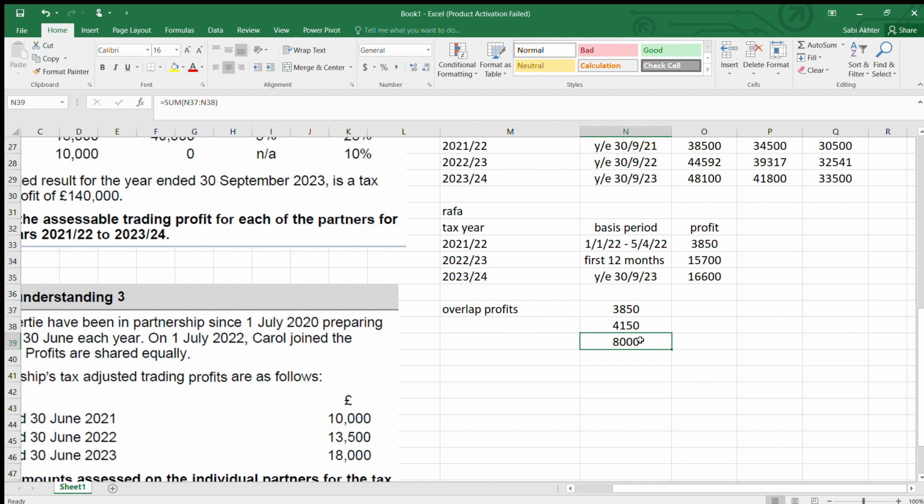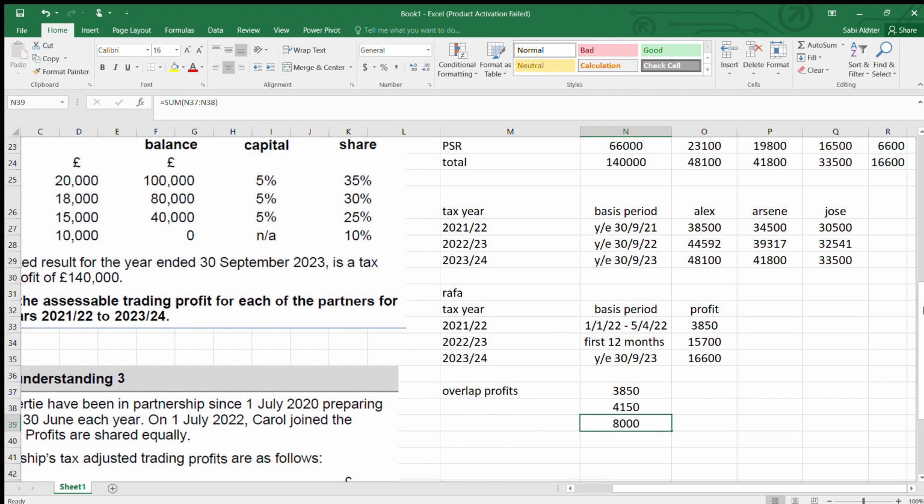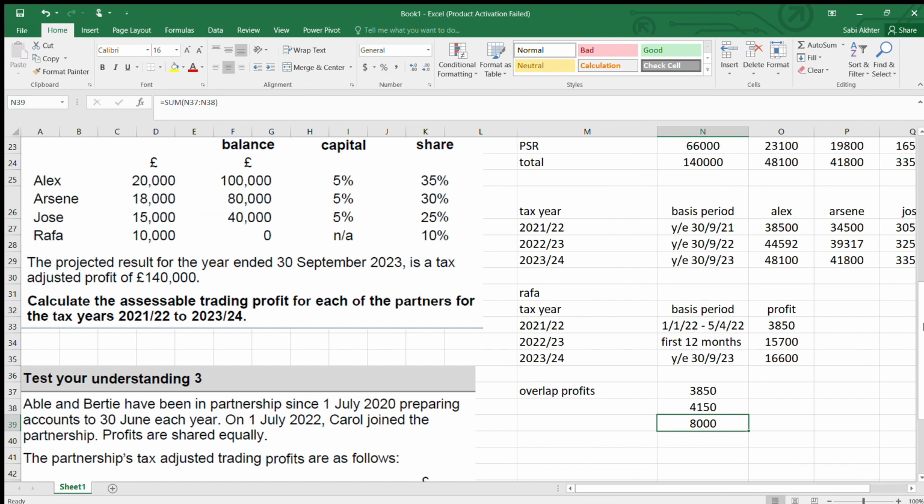Remember, this question tests so much of your knowledge: basis period, tax year, assessable profit, overlap profit, allocation of profit when a partner joins. So many. In your exam, one single question will not test all these issues, so don't worry. Now, test your understanding 3.